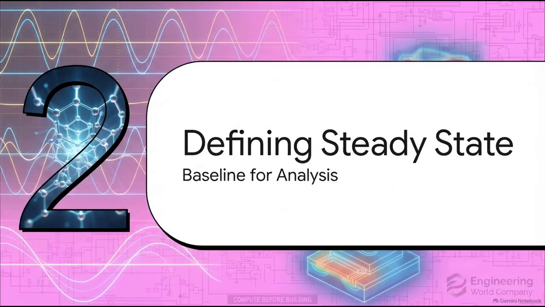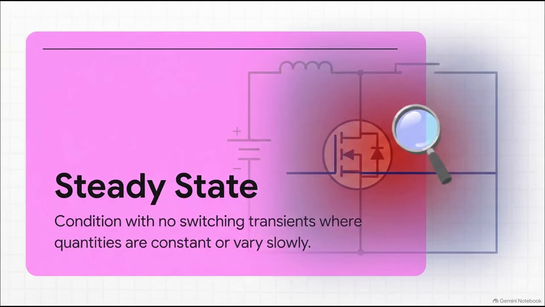Section 2, defining the steady state, the baseline for our analysis. So to truly grasp where and how this heat is being generated, we first need to establish a solid baseline. Before we even think about tackling complex dynamic scenarios, let's define the steady state precisely. We're talking about an operating condition completely devoid of rapid switching. Switching transients are entirely absent here, and our electrical quantities are constant, or at most varying very slowly.